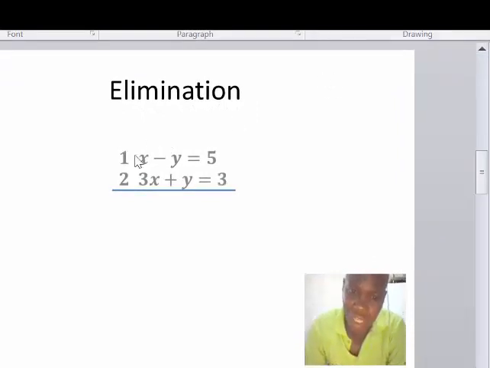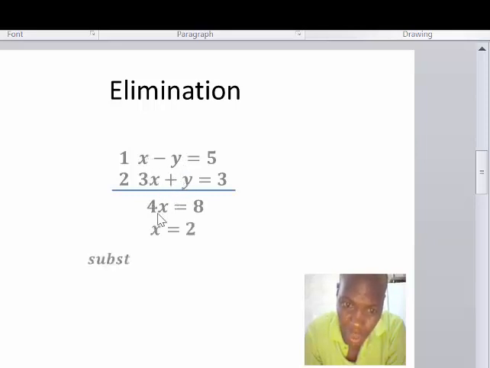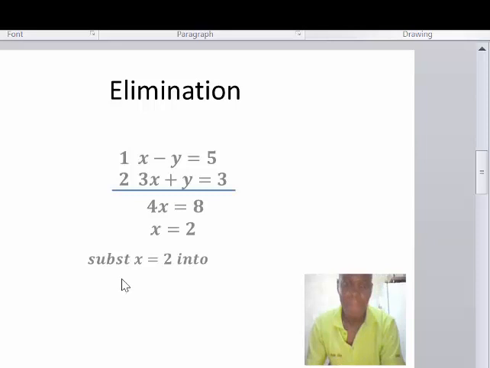So to solve, you know that these need to eliminate. Now to eliminate, certain things need to be the same. Your y, for example, eliminates easily with the y. You therefore can add x and x, you get 4x. You add 5 and 3, you get 8. And then you get your x is equals to 2.